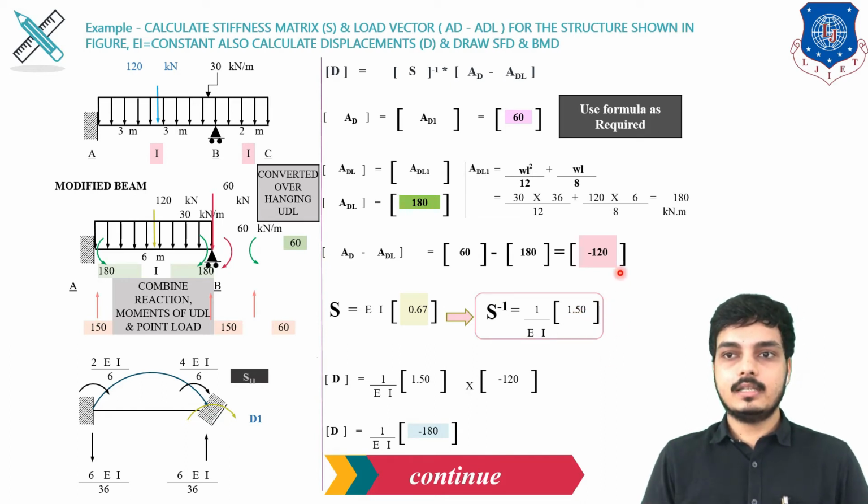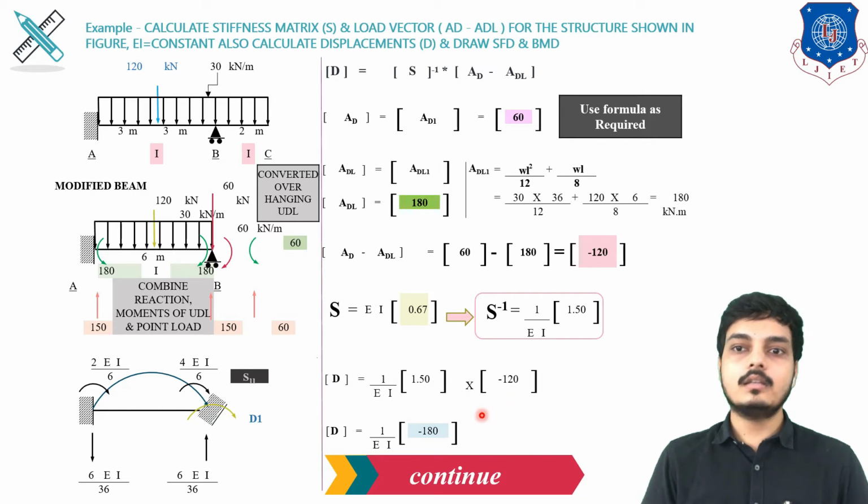Now, keeping this matrix and this matrix, we will find our unknown D. So our unknown D will be 1.5 multiplied by 120, which is nothing but 180 in minus, because here it is minus. So we have found our displacement D. Now to draw the shear force and bending moment diagram, we have to find AM and AR.